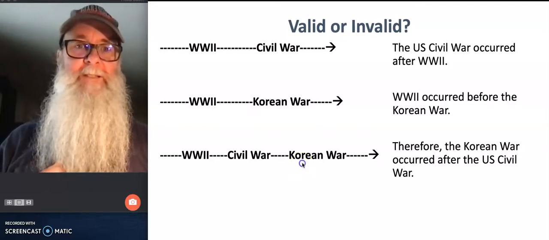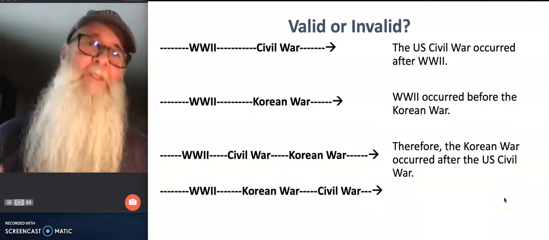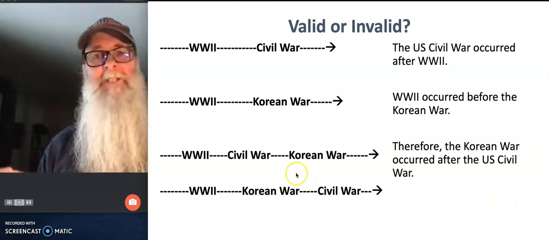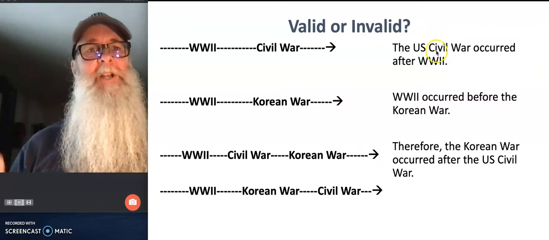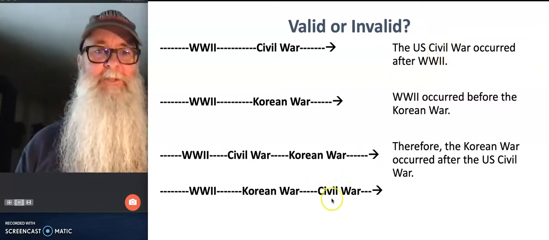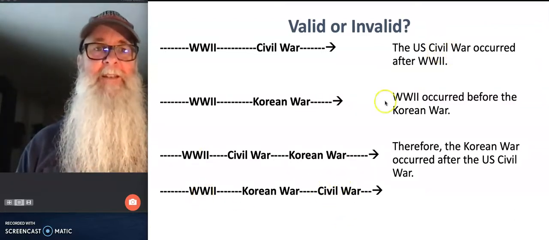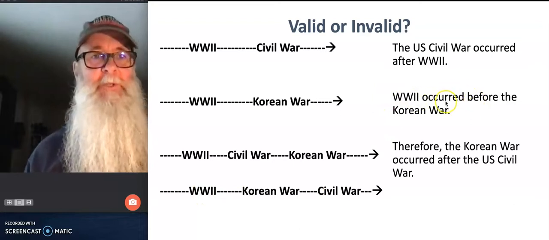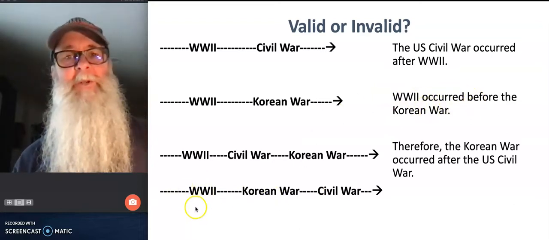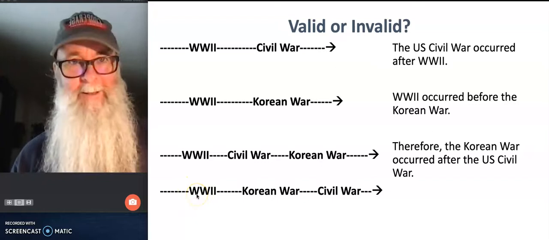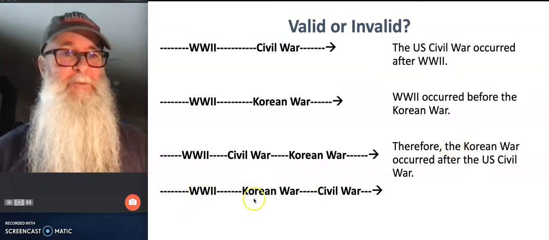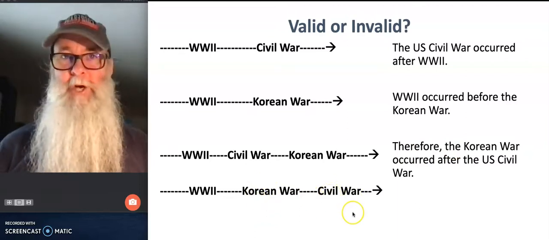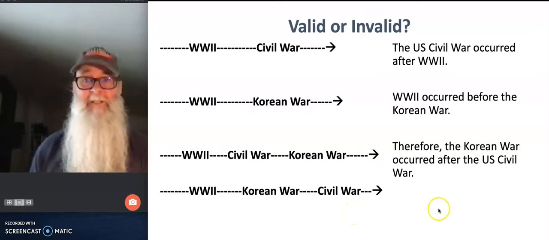But what if I did this? What if I arranged them in this order? Does this timeline still show that the U.S. Civil War occurred after World War II? Yuppers. Does it show that World War II occurred before the Korean War? Yup. Does it also show the conclusion that the Korean War occurred after the U.S. Civil War? Nope.